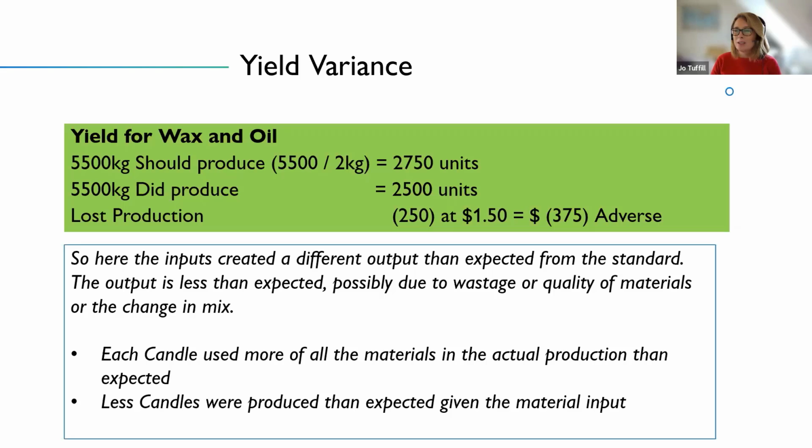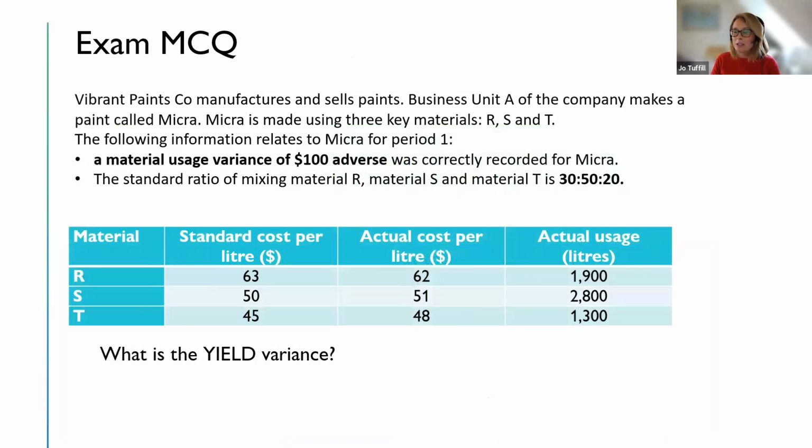Is everybody happy? I've got some exam MCQs now to go through, and then I'm going to look at a spreadsheet one. The first MCQ here is, what is the yield variance? Well, when we look at the question, they've given us some information about the 3 materials making up a Micra. And then they've given us some information for period 1 for Micra. A material usage variance of 100 adverse was correctly recorded for Micra. The standard ratio of mixing R, S, and T is 30%, 50%, 20%. That all adds up to 100, so you can see those as percentages.